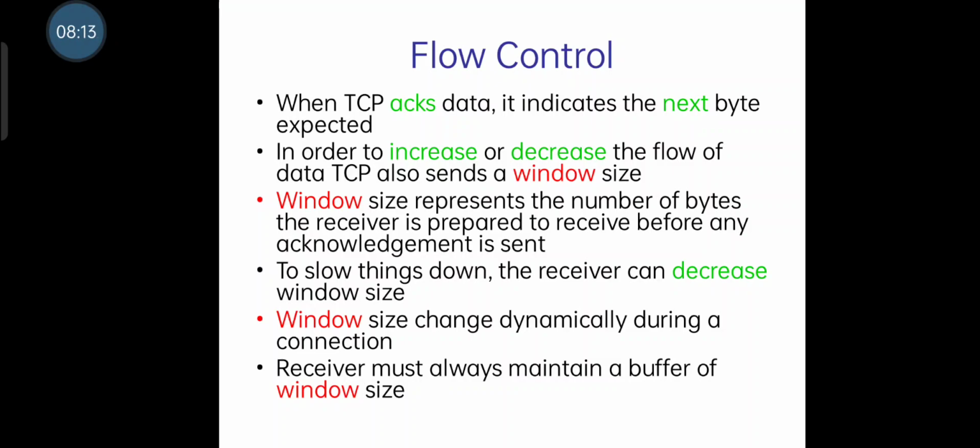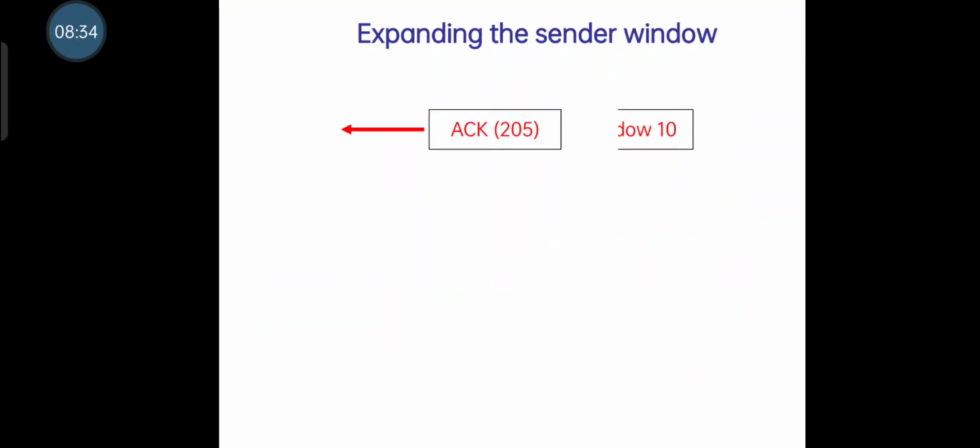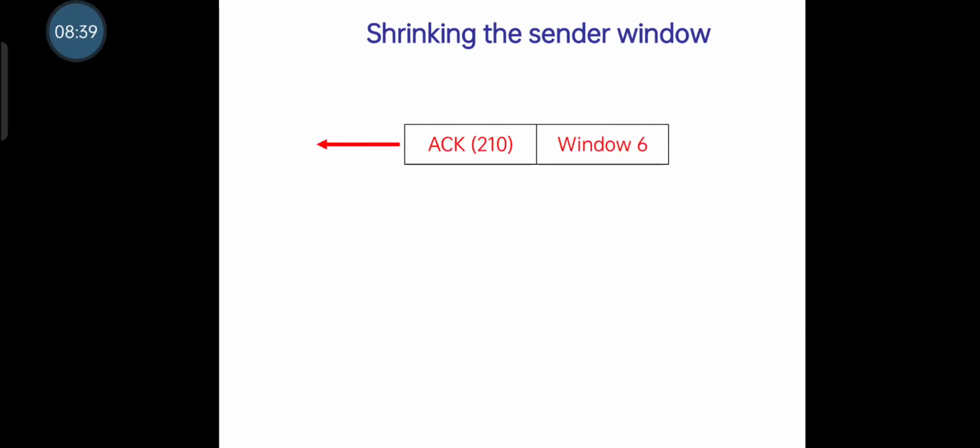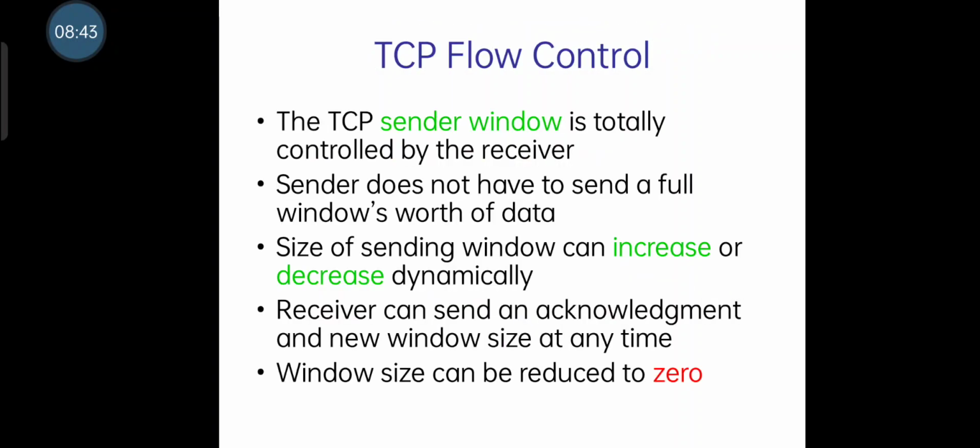And then here we use some flow controls. When TCP acknowledges the data, it indicates the next byte in order with the help of the cumulative acknowledgement, also called piggybacking. If any congestion occurs, it automatically slows down the data rate so that it avoids data traffic. I can extend my window size as well as shrink my window size.